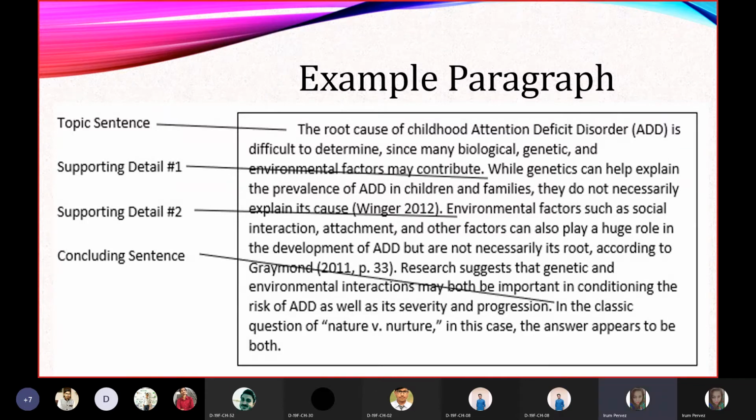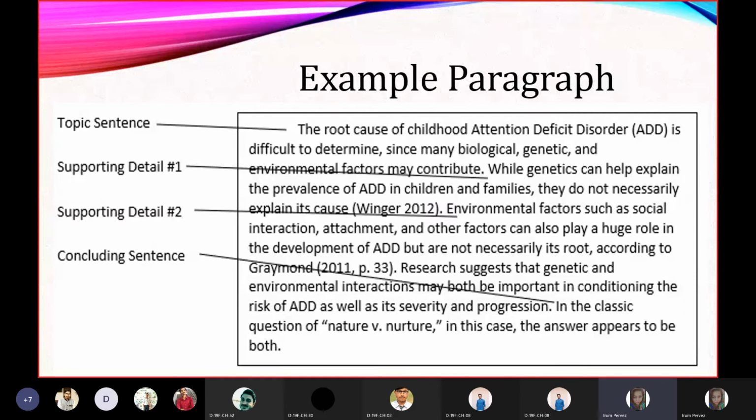You guys are very much right. This is the best example, having connectivity and coherence. When you read the topic sentence, you know this is about ADD, attention deficit disorder in a child. Right. So yes, ideas are connected to the topic sentence.